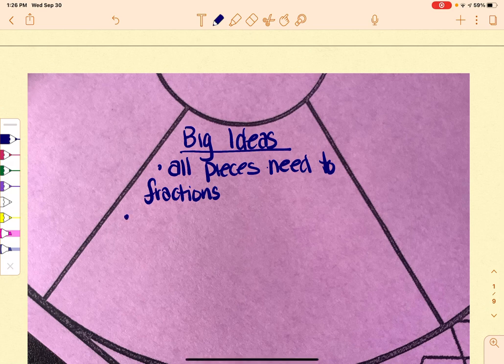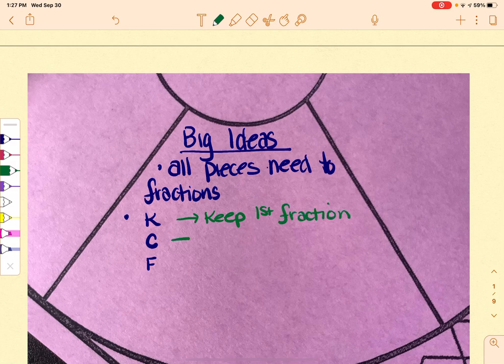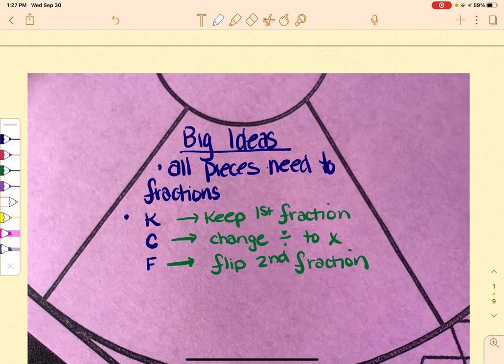Okay, now there's a mechanism that goes with dividing, and it uses these letters. So this K is that we're going to keep the first fraction. We are going to take our problem for the C and we're going to change division to multiplication. And for the F, we're going to flip the second fraction. Now the good news is once we have all that, then we're going to multiply just like we did before.